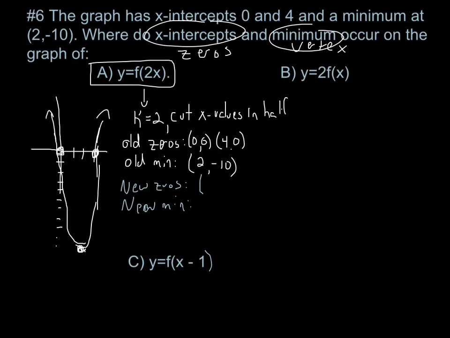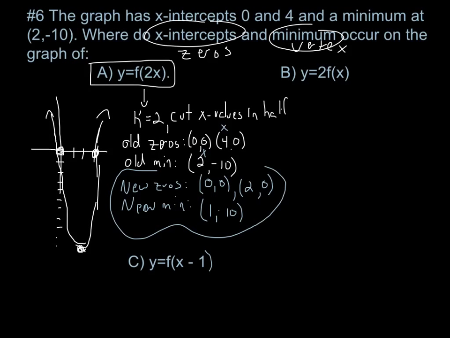So half of 0 is just 0, comma 0. It hasn't changed. But half of 4 is 2. Remember, we're cutting the x values in half because we're running twice as fast. We get to where we want to go in half the time. And here, cut the x value in half. So half of 2 is 1 and leave -10 alone. There you go. That's what the new zeros and the new minimum would be if we made this modification to our graph.